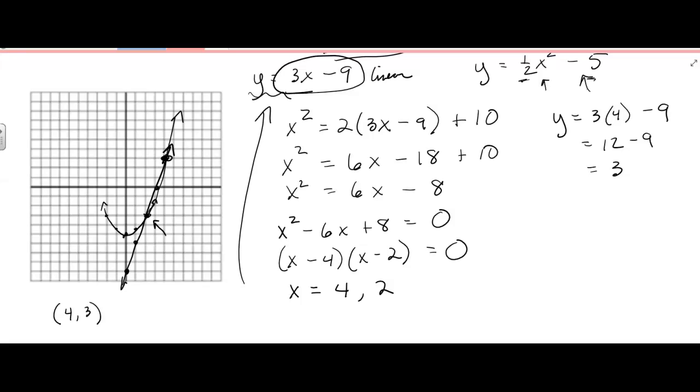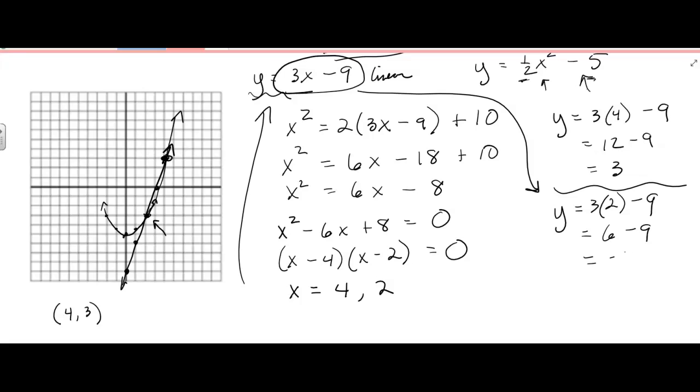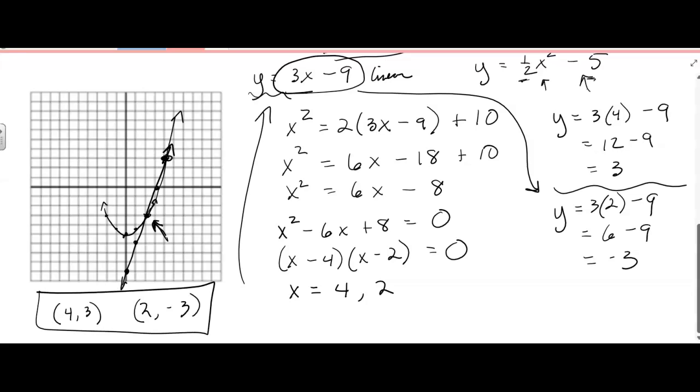And then it says the other one is 2. Well, I have to find y. So again, I'm going to use that equation right here. Let's see, 3 times 2 minus 9, which gives me 6 minus 9, or y equals negative 3. So I have another point that they share, (2, -3). And I believe that's the point we saw right there. Okay, but there were two solutions then for the system. There's the point (4, 3) and the point (2, -3).